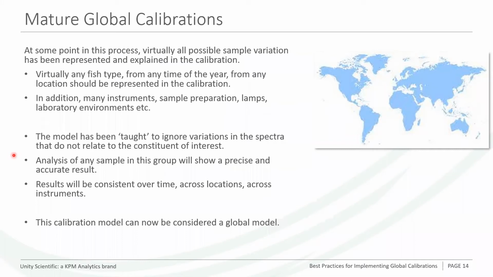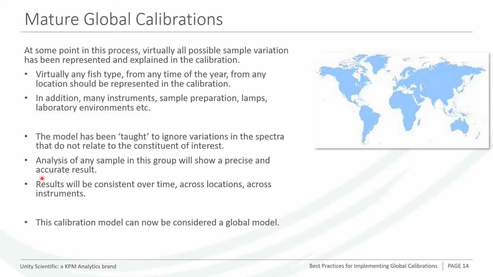So during the process of calibration, the regression is looking to minimize errors, and any variation that does not correlate with your constituent of interest gets ignored. So Lori has taught the model to ignore all of this variation that does not relate to protein, fat, moisture, for example, and is really zeroed in on the information in these samples that are important to those constituents.